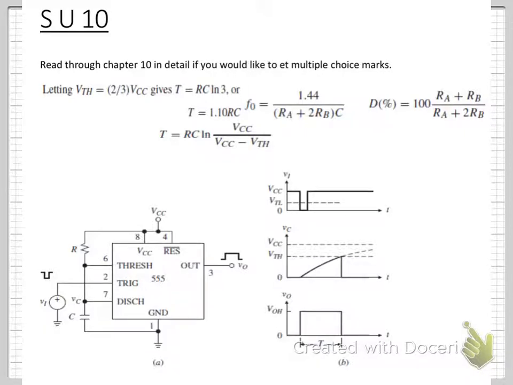So in study unit 10, the one thing that you must realize about study unit 10 is that it's all theory. This is where your multiple choice questions are going to come from. So right now, with study unit 10, you need to go and read through chapter 10. There's no shortcut around it. Just go and read chapter 10.